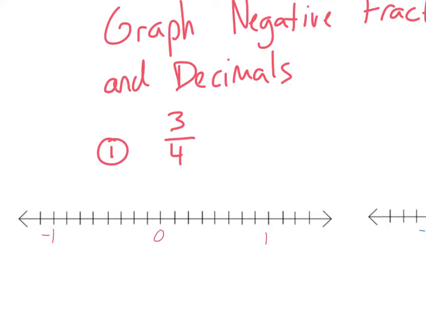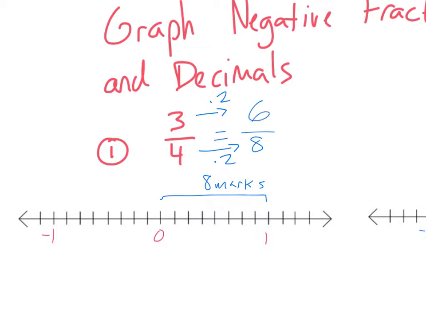So what we're going to do with that 8, I'm just going to call it marks. I'm going to change that fraction and make the denominator an 8. What do you do to 4 to make it 8? You multiply by 2, so we do the same thing to the top, because whatever you do to the bottom, you've got to do to the top, and you get 6.